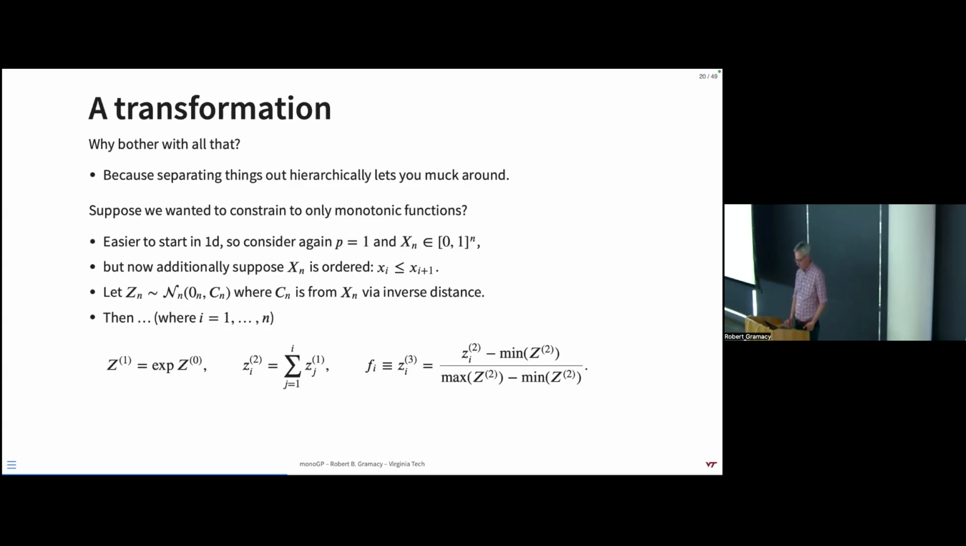I could first suppose that my inputs are ordered, which is, they're one-dimensional inputs, so that's easy. Just sort them. And then generate the z's from a Gaussian with a distance-based covariance matrix. And then exponentiate them to make them positive. Take their cumulative sum so that they're increasing, and then renormalize. That's what these three steps say. And then these, which I'm going to call F, will be increasing as you go from left to right.